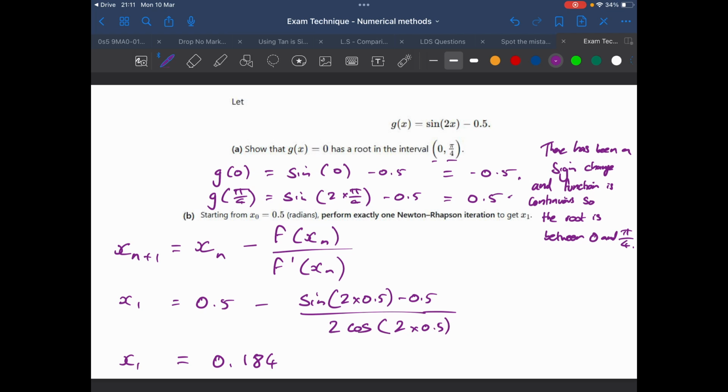I suppose we could carry on doing it, but a lot of questions just ask you to do the Newton-Raphson method one time, and that's how you would have a go at doing it.